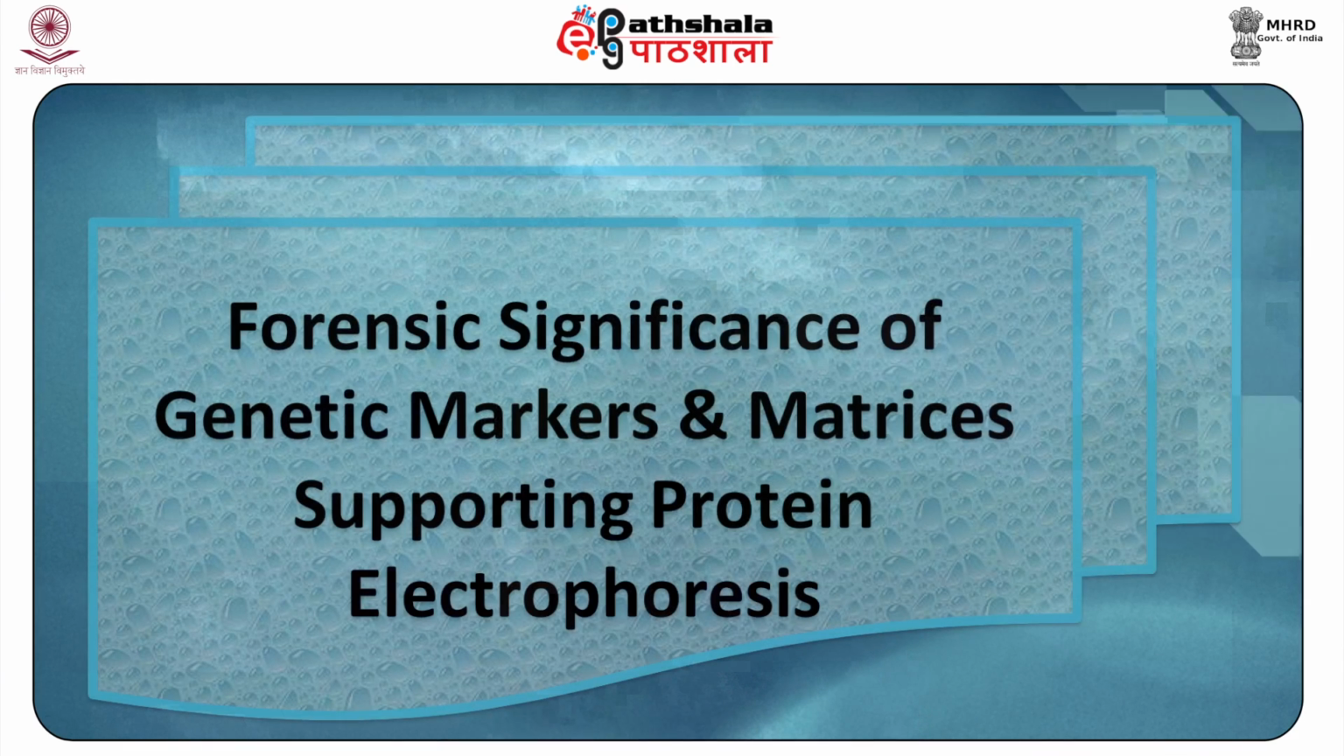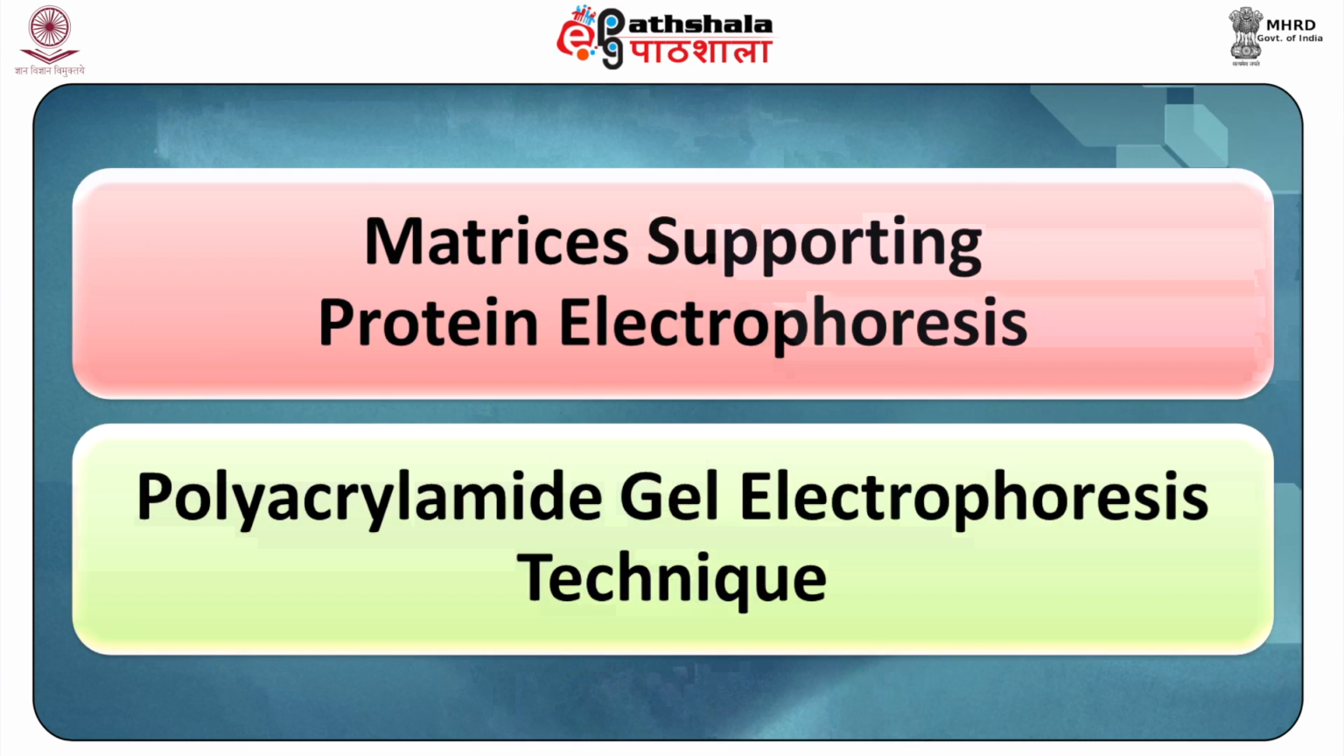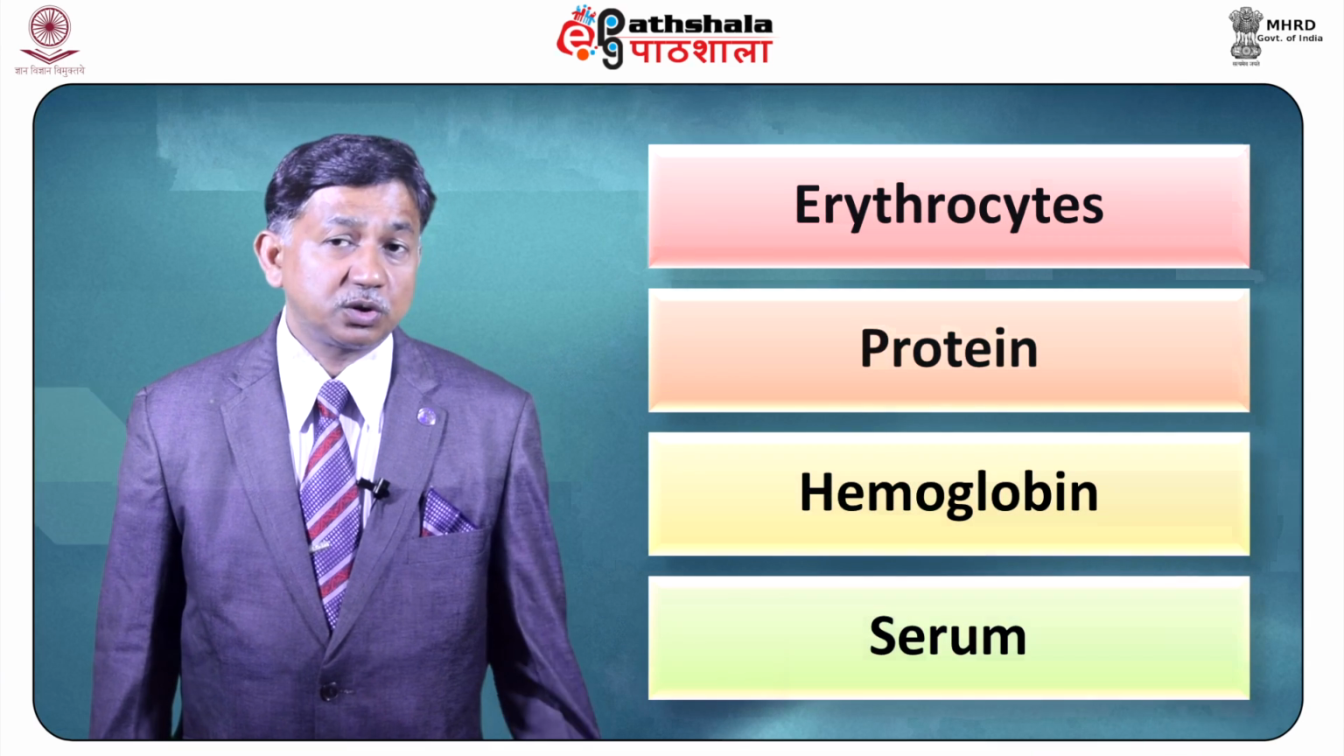In the thirteenth week, you will get to know about the forensic significance of genetic markers and matrices supporting protein electrophoresis, wherein you will be studying types of genetic markers, biochemical and molecular markers, and techniques such as RFLP, SNP, SSR. Also in this week, you will be studying matrices supporting protein electrophoresis and various polyacrylamide gel electrophoresis techniques.